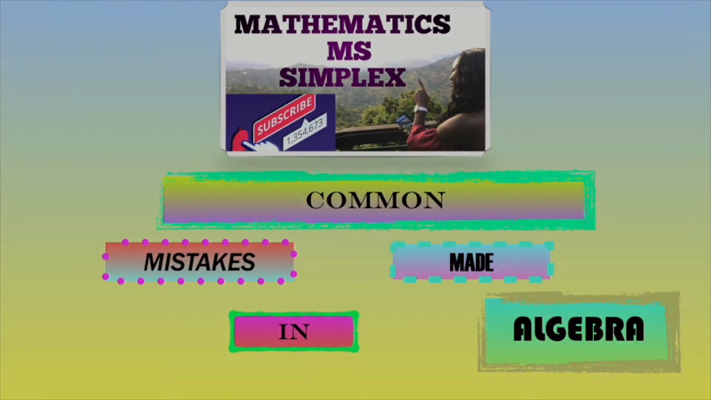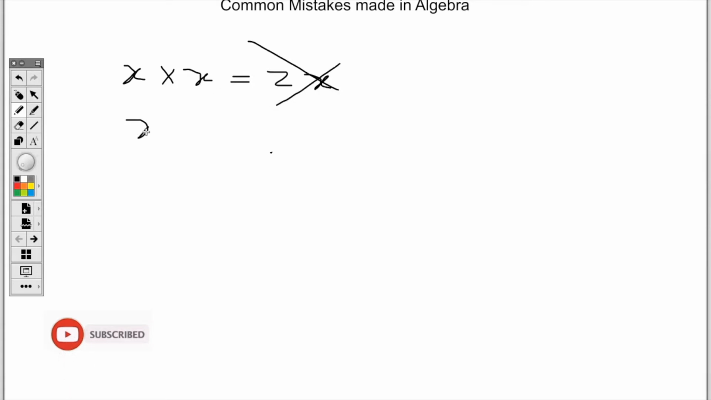Let's get started. So here we have the first common mistake that students usually make. If I have x times x, the common mistake is to write 2x, but that's not correct. So x times x, there's a power 1 on it. So we are going to apply laws of indices where we write the base once and add the power. 1 plus 1, 2. So that's the correct answer, x squared.